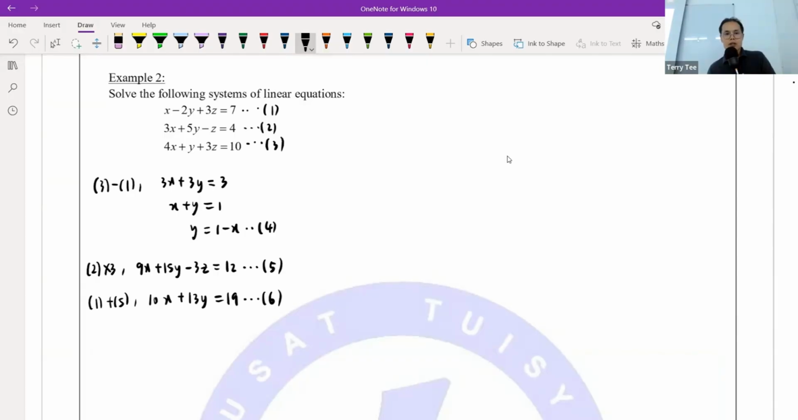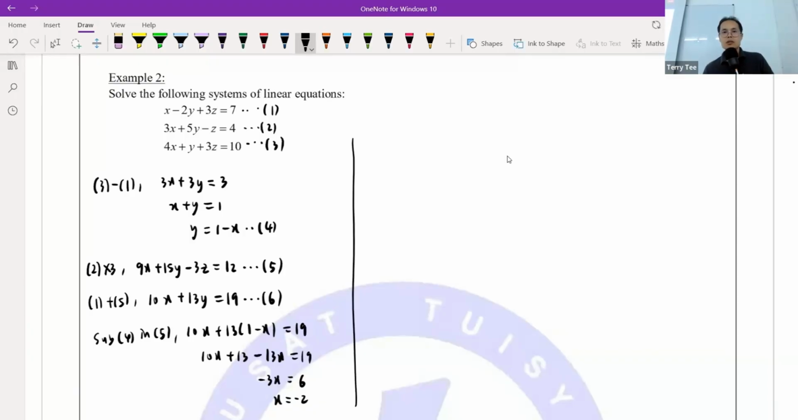We substitute equation 4 inside equation 5. So my y is 1 minus x, equals to 19. My 10x plus 13 minus 13x equals to 19. Right? 10x minus 13x, negative 3x. 19 minus 13 is 6. x is negative 2. Then find your y.